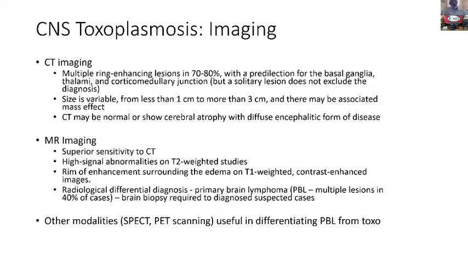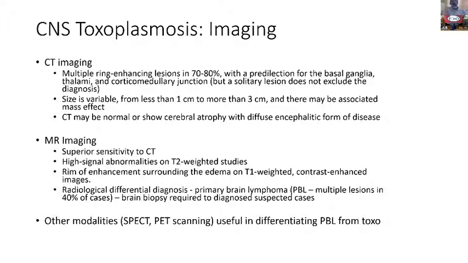A non-enhancing lesion does not exclude the diagnosis, and a normal-looking CT does not exclude the diagnosis. So essentially, any person with HIV with a low CD4 count presenting with symptoms related to the central nervous system, toxoplasmosis must always be part of the differential diagnosis.